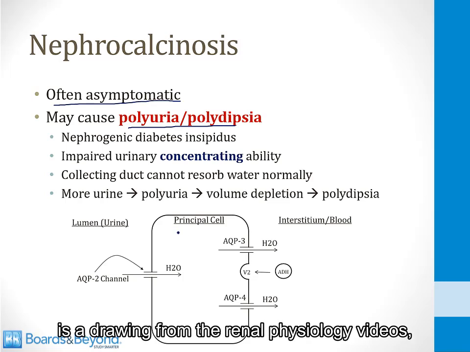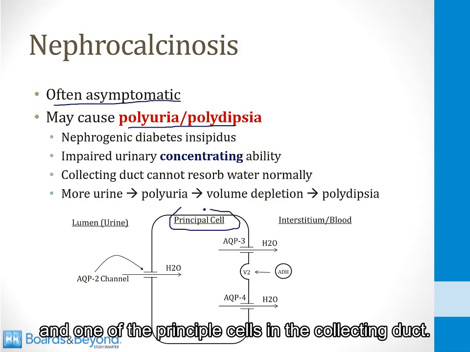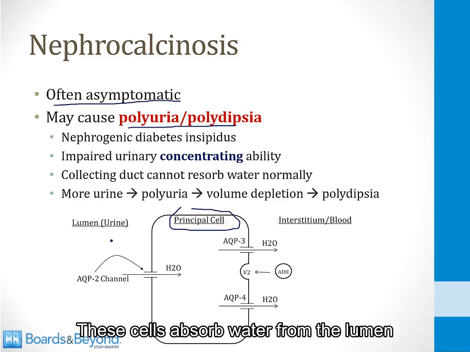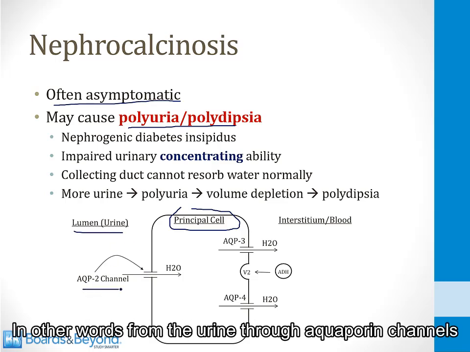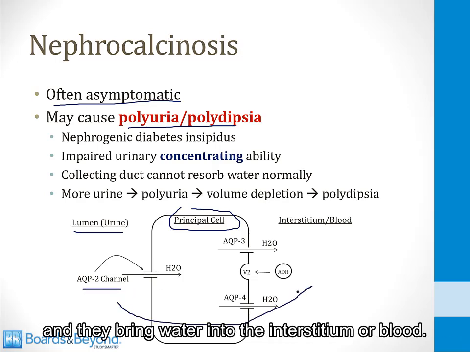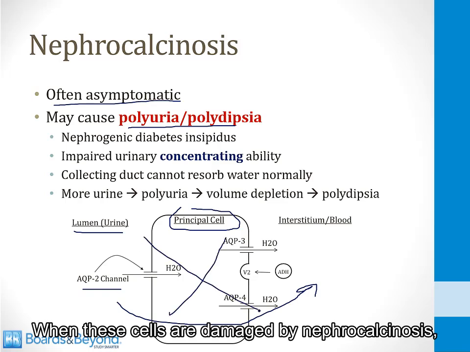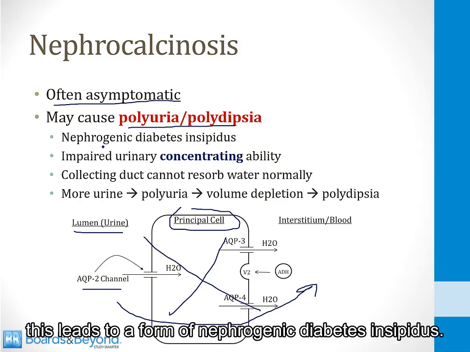Shown at the bottom of the screen is a drawing from the renal physiology videos of one of the principal cells in the collecting duct. These cells absorb water from the lumen of the nephron, in other words, from the urine through aquaporin channels, and they bring water into the interstitium or blood. When these cells are damaged by nephrocalcinosis, this leads to a form of nephrogenic diabetes insipidus.